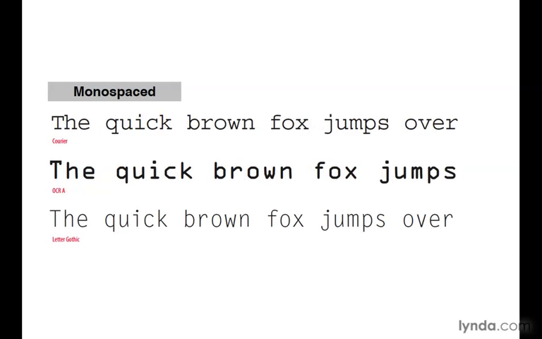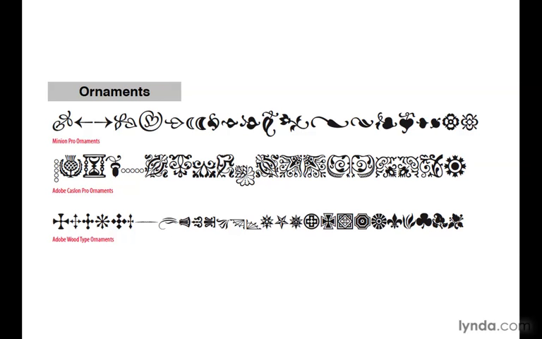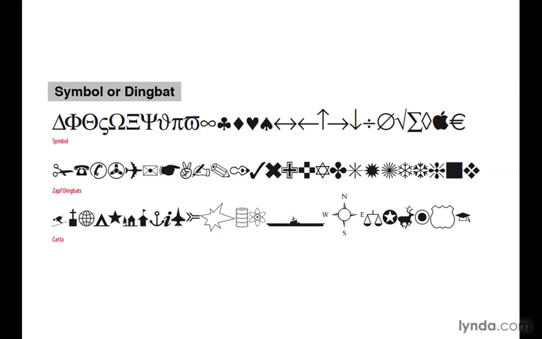Then we have ornaments, and we also have picture fonts or dingbat fonts that we can use for very specific purposes like maps or other symbols. So that's a quick breakdown of the different classes of type.